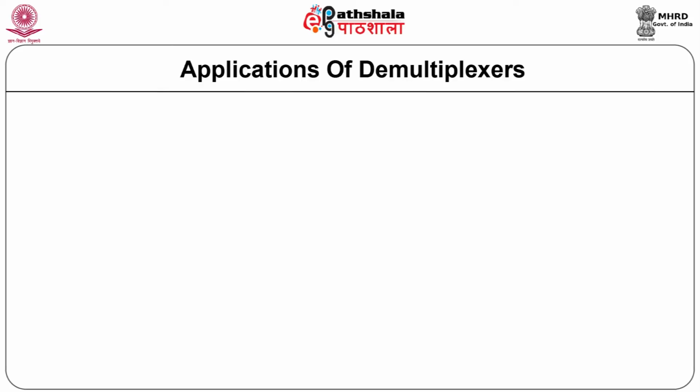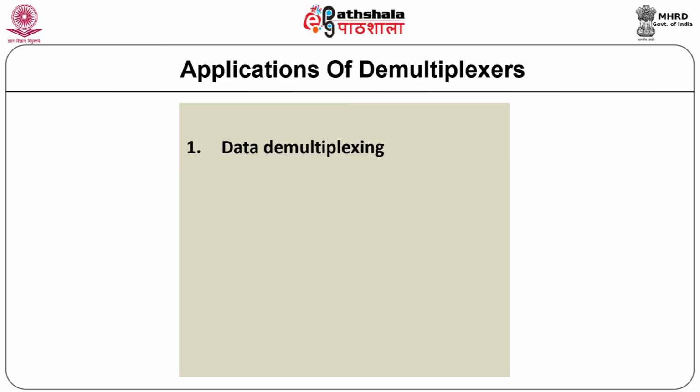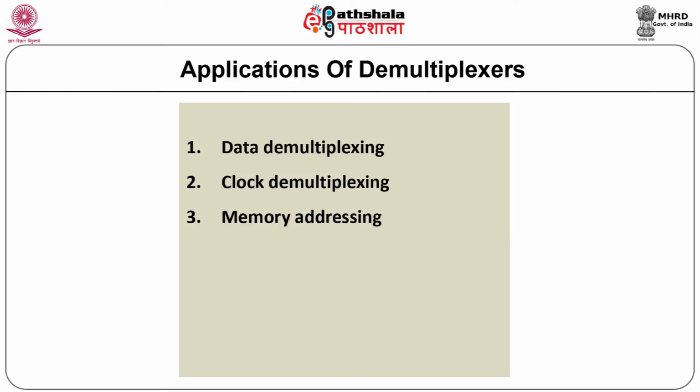Demultiplexers can also be used in many applications. Let us study the applications of demultiplexer. Here we will just label the applications. A demultiplexer can be used for demultiplexing the data. It is also possible to distribute the clock to many sources. In addition to that, a demultiplexer as well as a decoder can also be used in addressing the memory.